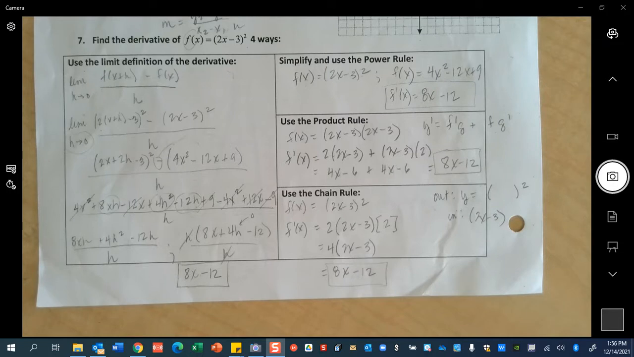So seeing where the chain rule evolved from, I think in this example is pretty cool, because you should have gotten 8x minus 12 all 3 times. So whether you want to simplify and use the power rule, whether you want to use the product rule, or take advantage of this exponent and inside-outside function, I think it's pretty cool to see where that chain rule comes from.